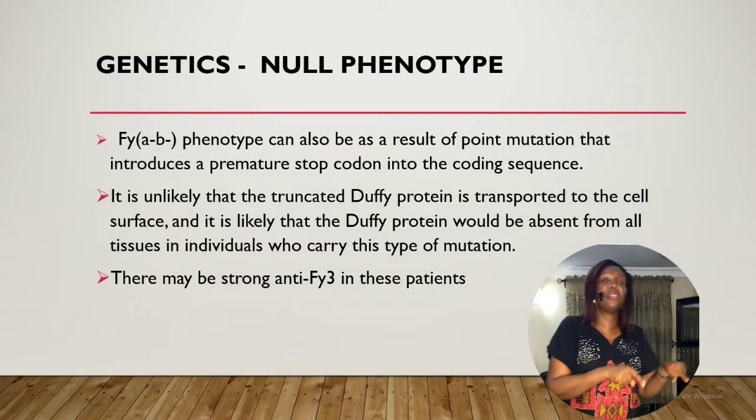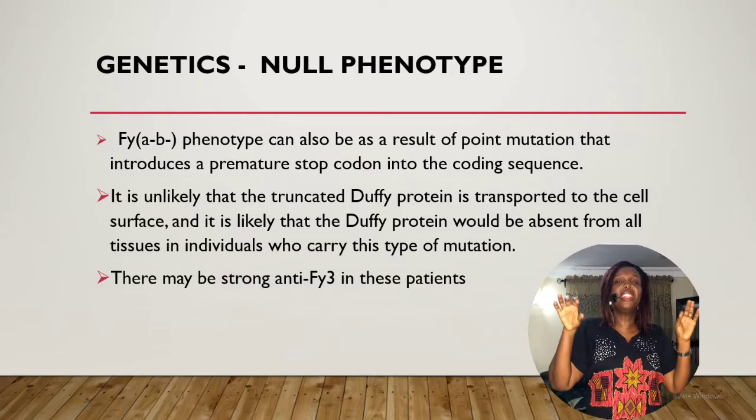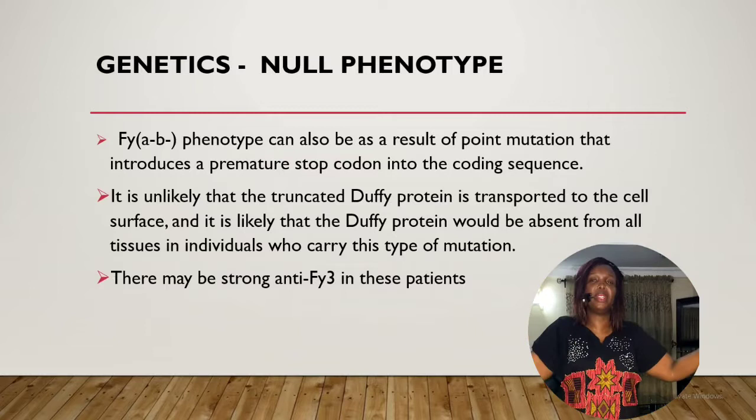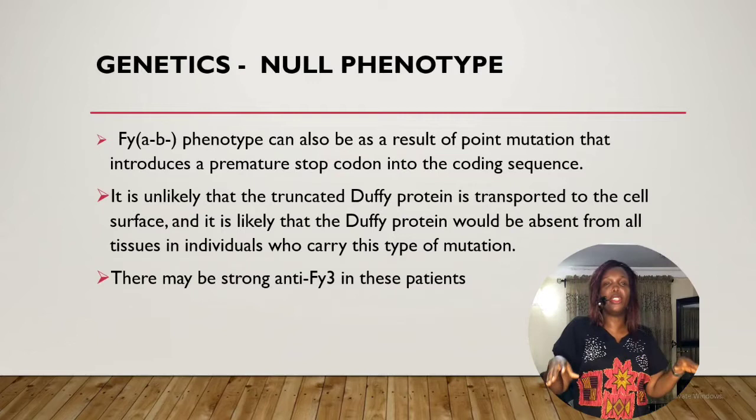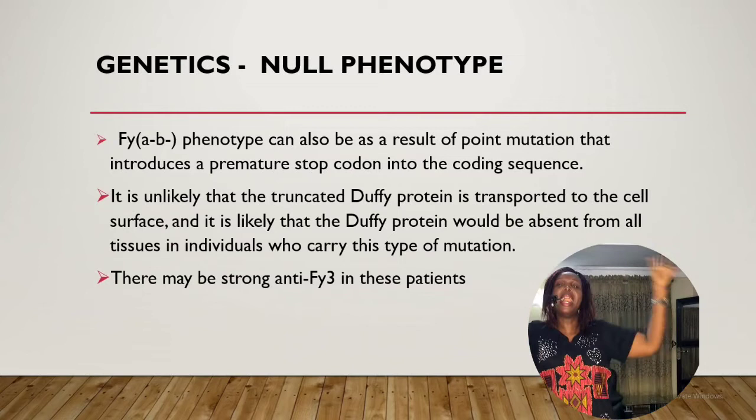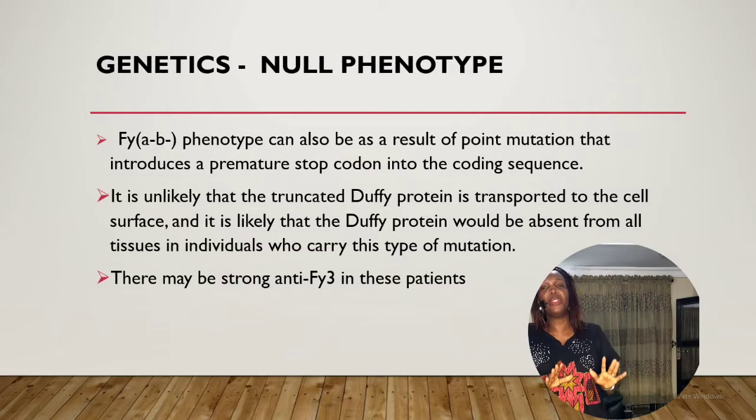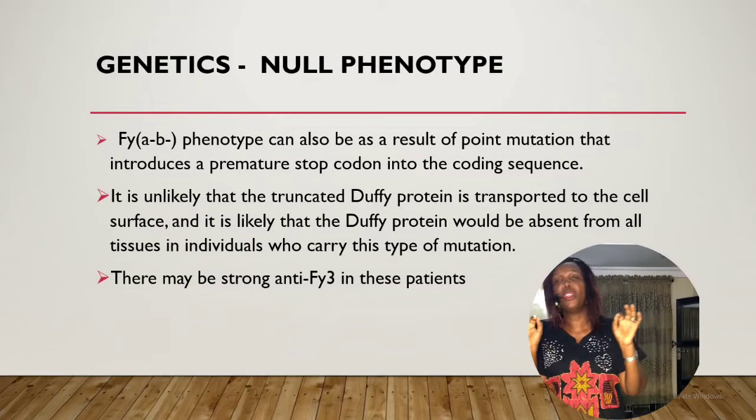Because of this, these individuals are not able to produce Duffy antigens on the surface of the red blood cell, and Duffy antigen is also absent from tissues in the individuals. They are not able to produce it on the surface of red cells, nor in any other tissue in the system. This set of individuals are capable of producing strong anti-Duffy 3 when they are exposed to these antigens.